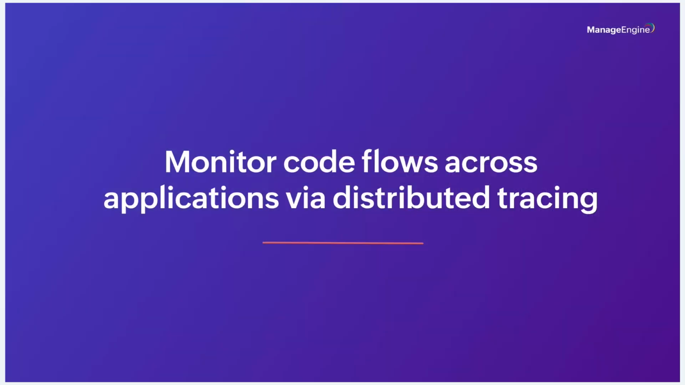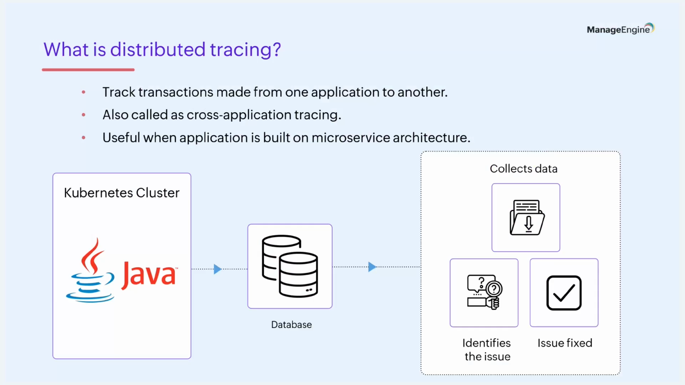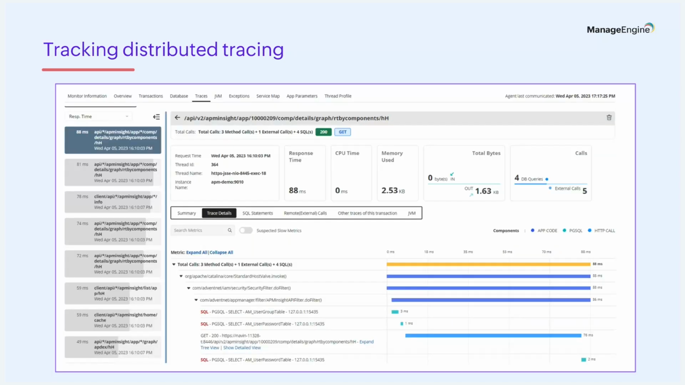Now let's see how you can monitor the code flows across your applications via distributed tracing. Let's take the microservice architecture. It is necessary to monitor the transactions made between two or more applications or services. With the distributed tracing feature, you can now track the transactions made between two or more applications seamlessly. Distributed tracing tracks how a request flows across your multiple applications when an application makes an API request to another application. Here, APM Insight adds an HTTP header containing the tracking metadata.